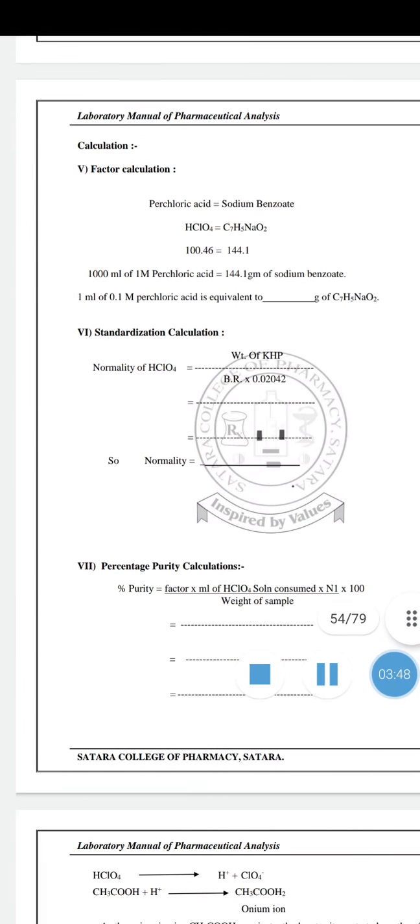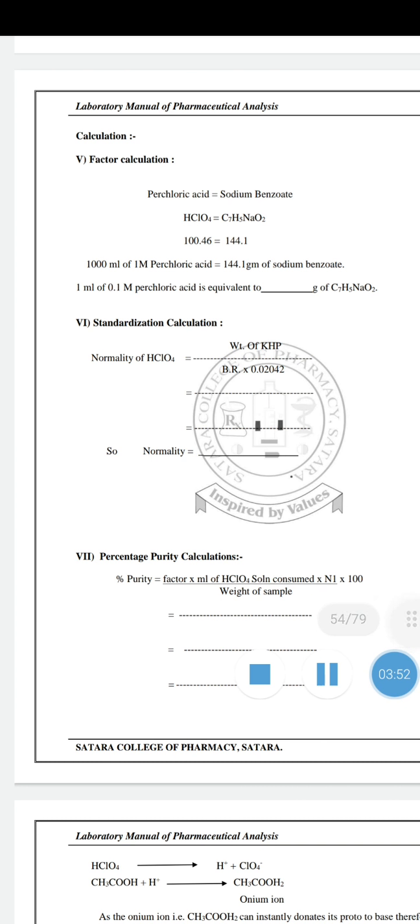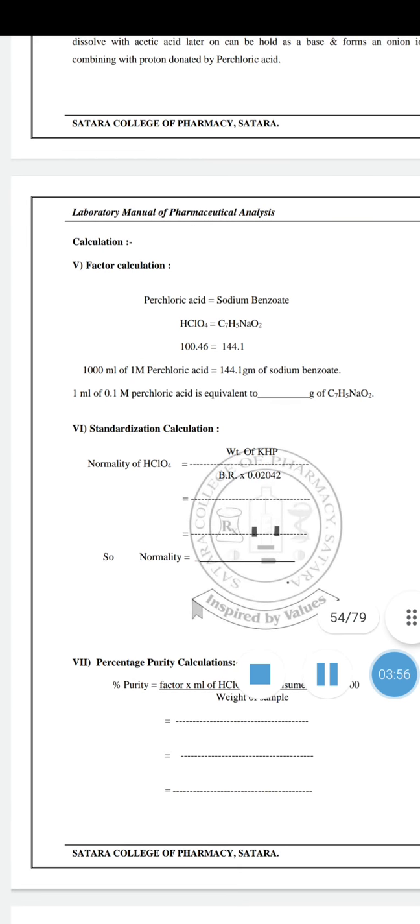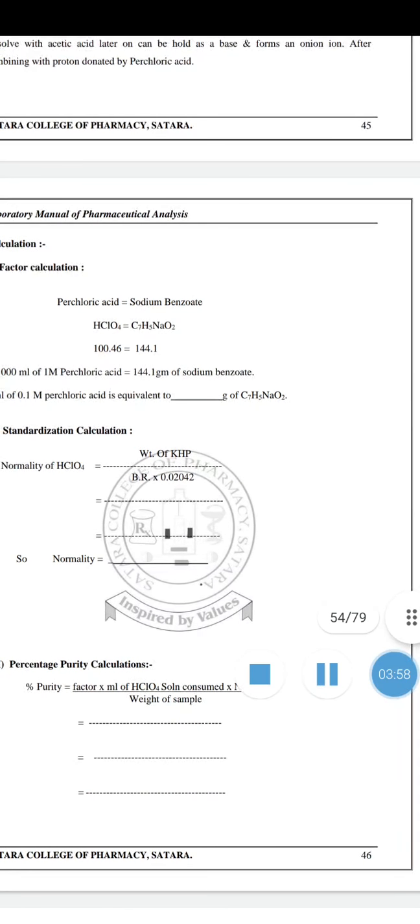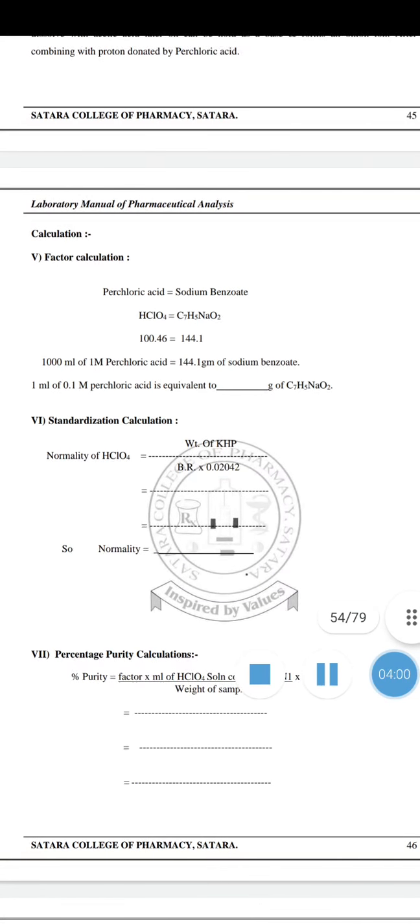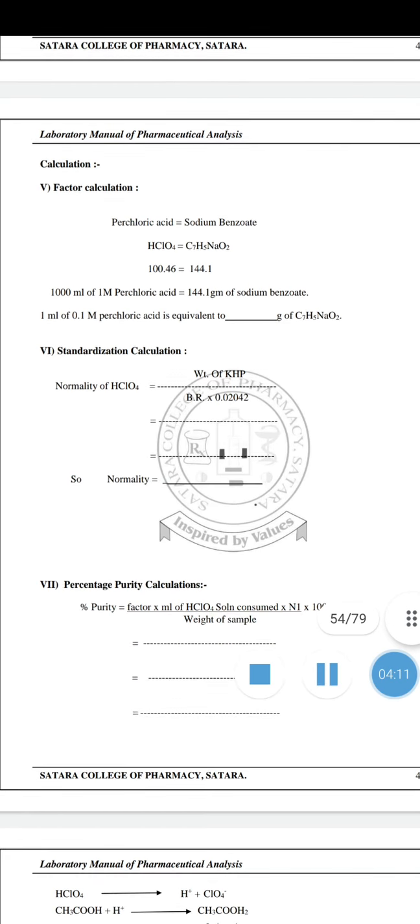Then the calculation part of this experiment: there is a factor calculation, a standardization calculation, and a percentage purity calculation. First is the factor calculation. 1 ml of 0.1 molar perchloric acid is equal to sodium benzoate. Then 1000 ml of 1 molar perchloric acid is equal to 144.1 gram of sodium benzoate.